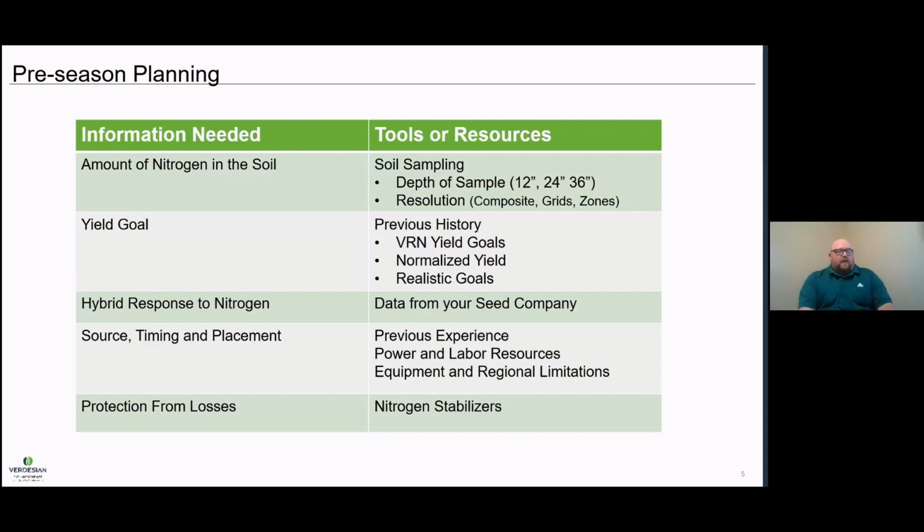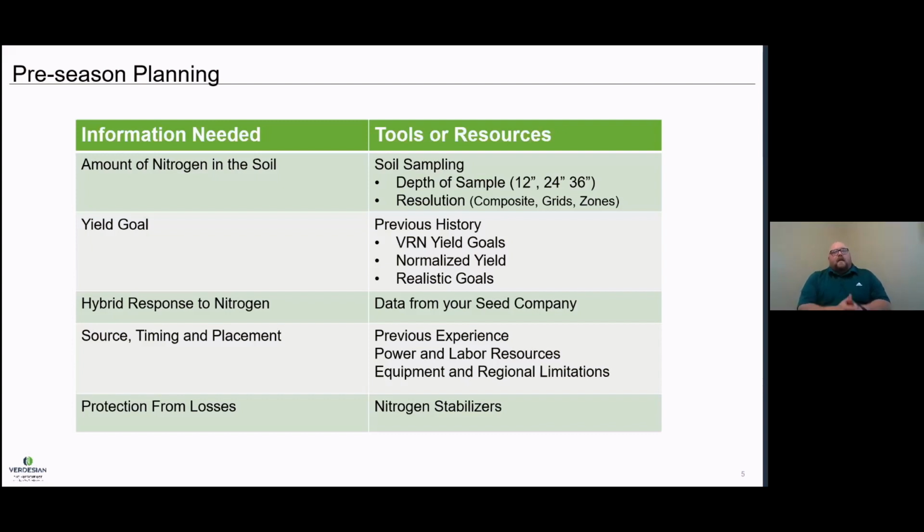And then, the rest of the 4 R's, right? Source, timing, and placement. And those really all come down to the source of nitrogen that's most economically viable for you, your previous experience, what you normally do, your power and labor resources, and your equipment and regional limitations. Not all nitrogen sources are available in the same ways in the same places, and not all of them have the same fit for every operation.